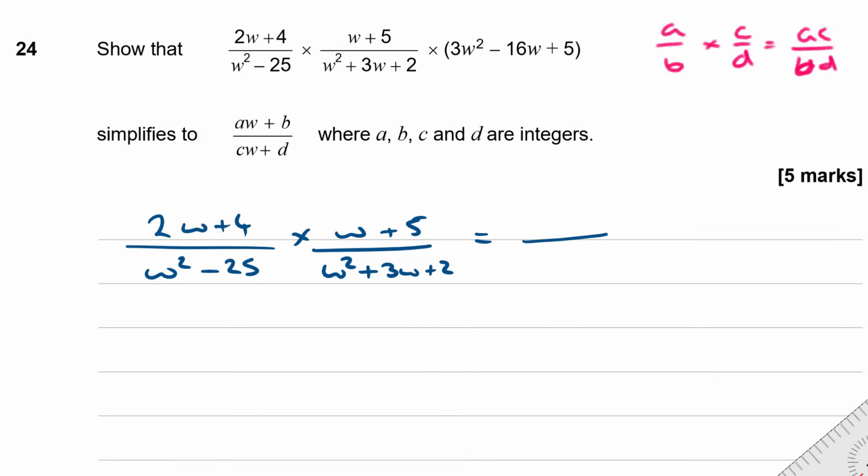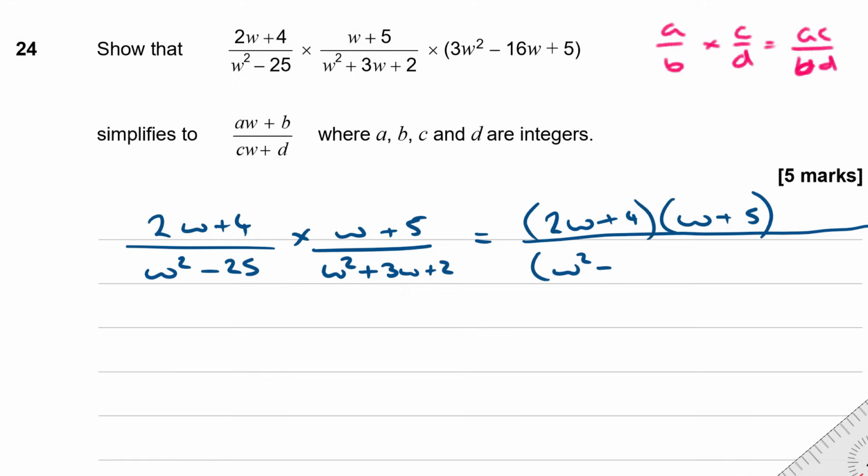And that's going to equal something all over 1 divisor. So 2w plus 4 times w plus 5 over w squared minus 25 times w squared plus 3w plus 2. Now, can we cancel anything here? Just having a look at what's on the bottom, we've got 2 quadratics.